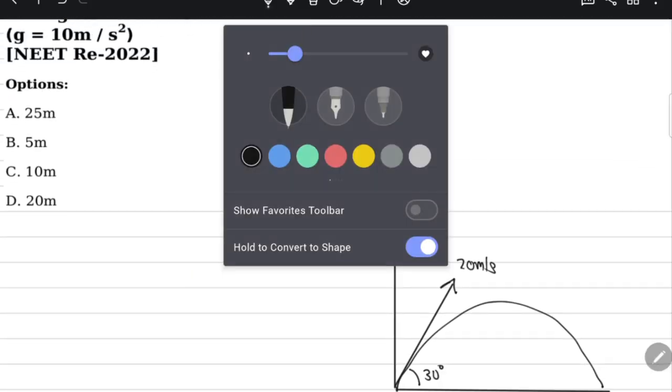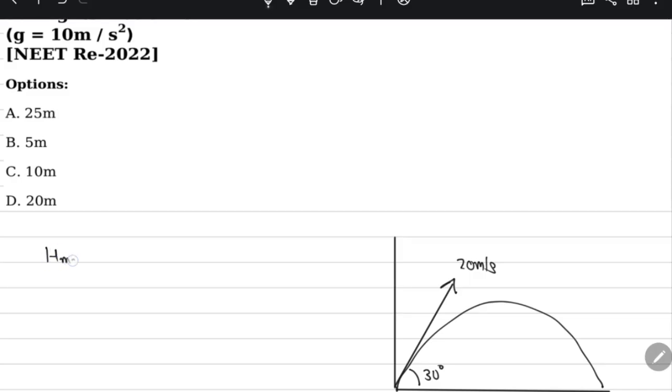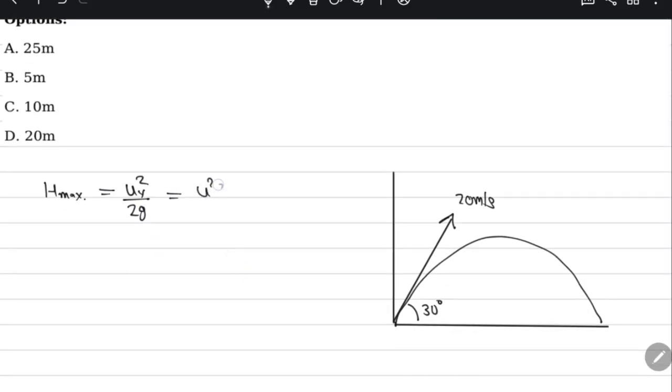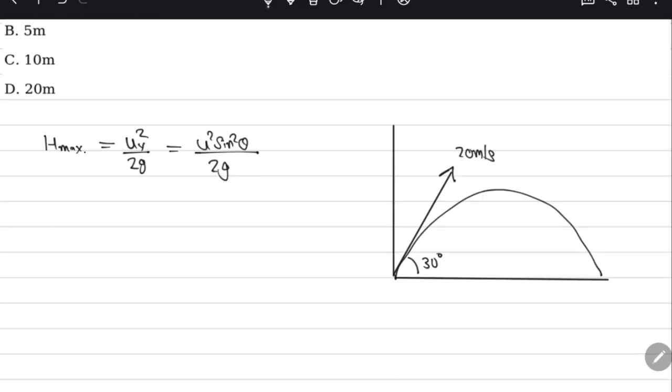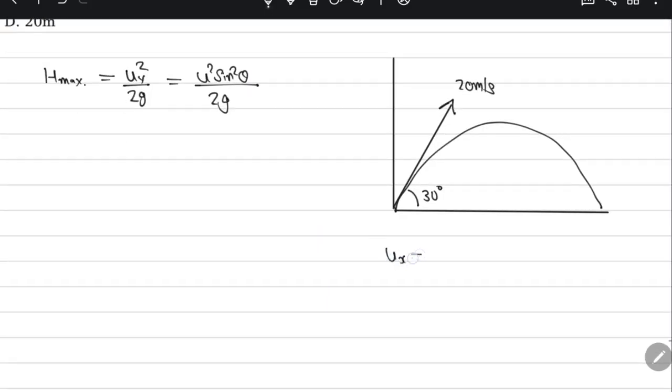Again, a similar question we have already done. Maximum height, h max in projectile motion, is again uy square upon 2g, or u square sine square theta upon 2g. So first you resolve the components. Again, the first task: ux is 20 cos 30 degree, so that comes out to be 10 root 3. And uy is basically 20 sine 30 degrees, so that comes out to be 10 meter per second.